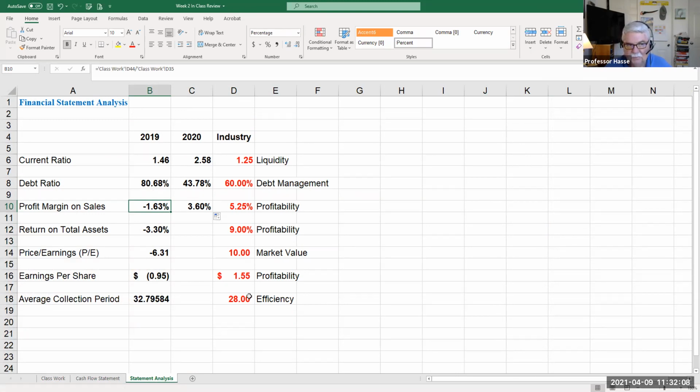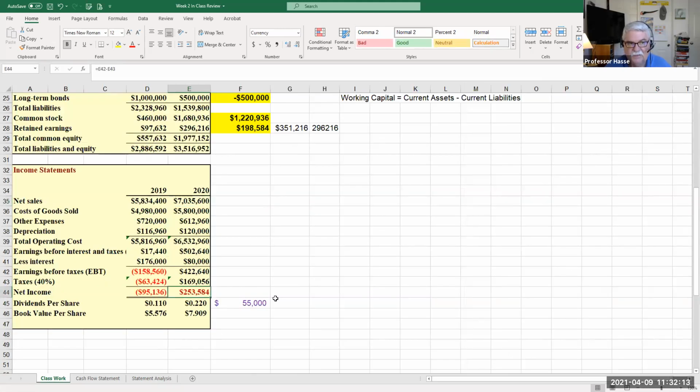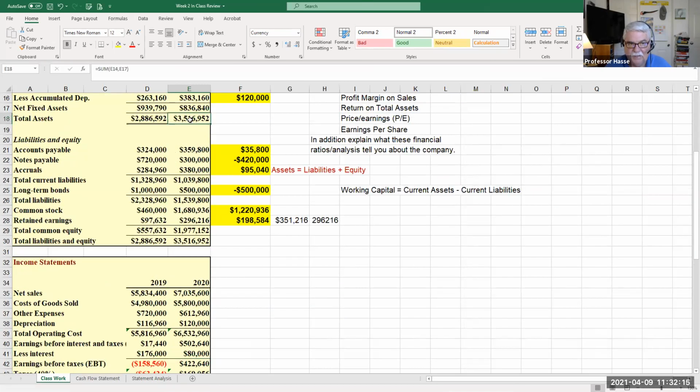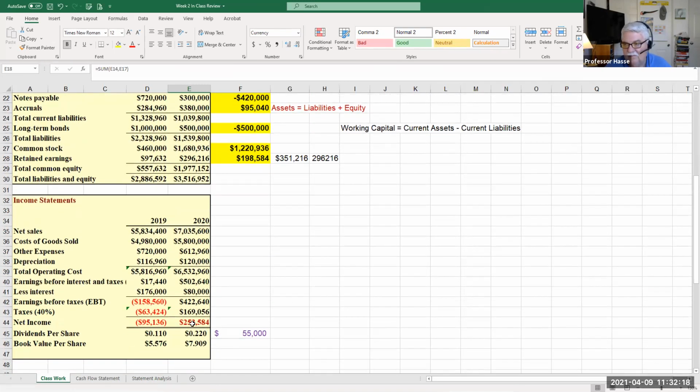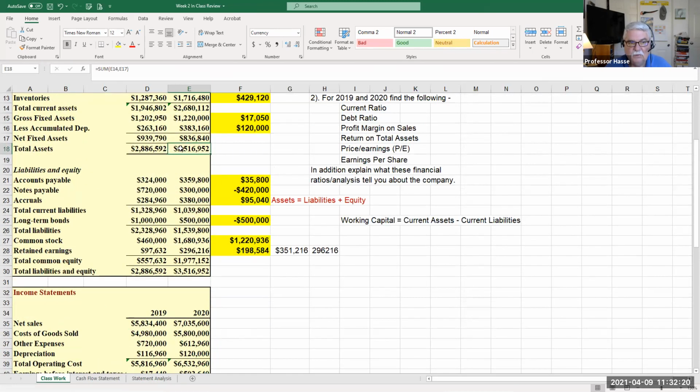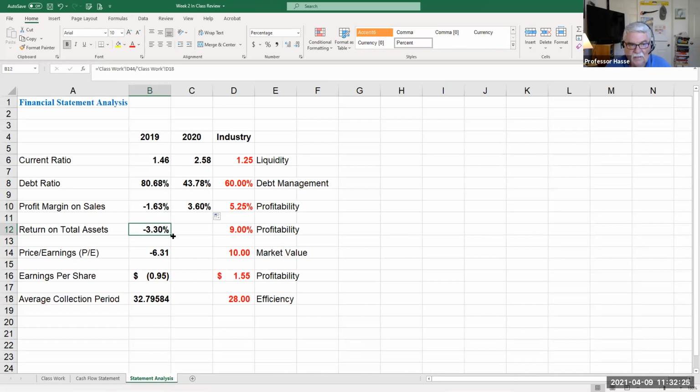Another key analytical number is the return on total assets. That's the net income as a percentage of their total asset base. $253,584 divided by the total assets, $3.5 million, we get a 7.21% return on total assets. This is for every dollar invested in assets, what kind of profit is being generated by this company. Again, they're below the industry average of 9%.